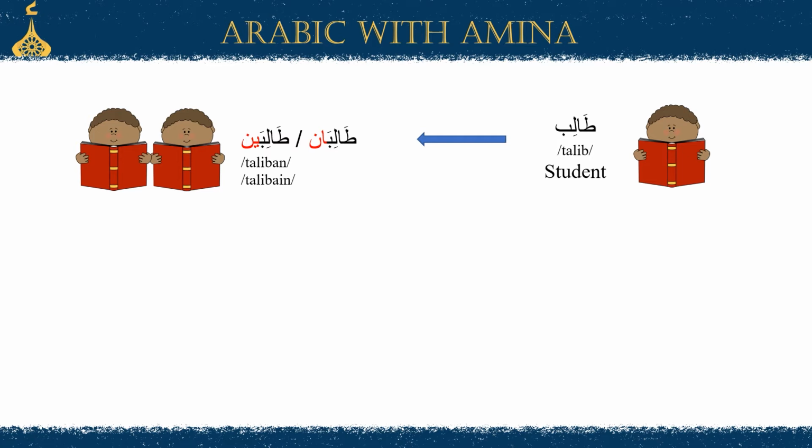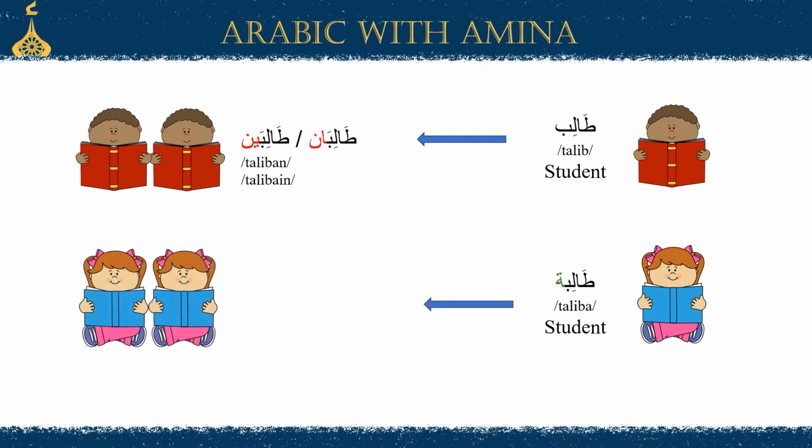And we're going to do the same thing, but now we're talking about a female student, which is taliba. As you can see, it ends with the letter ta marbuta. Now, if we want to say that there are two female students, the ta marbuta is going to be transformed into a regular ta. So we're going to say talibatan, talibatain. So the ta marbuta is transformed into the letter ta.